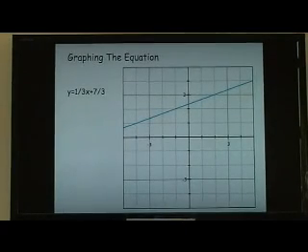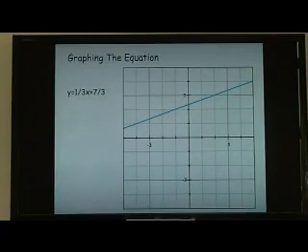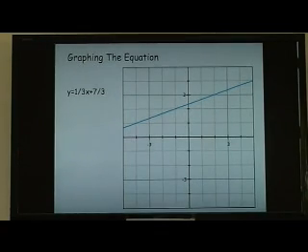This is the graph of that equation, where 1/3 x is the run, and the y-intercept is 7/3.